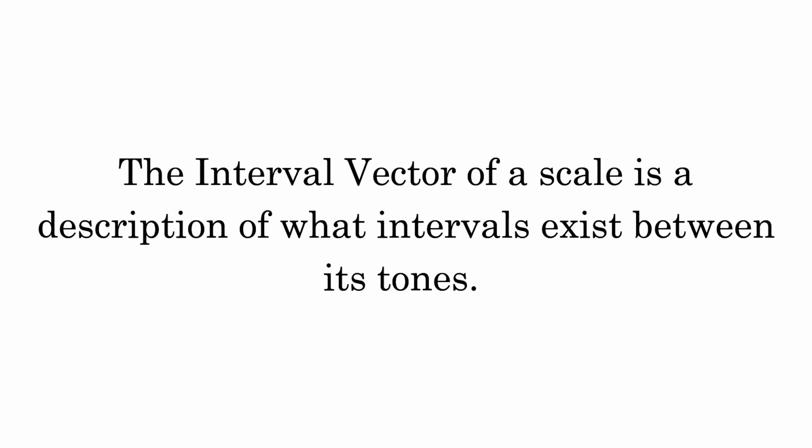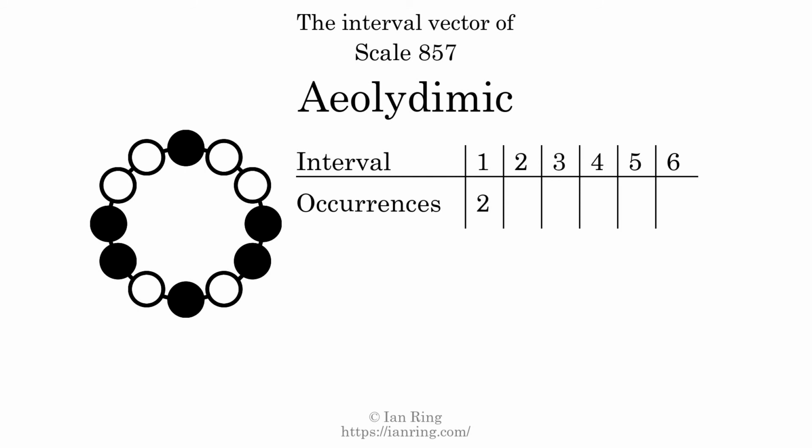The interval vector of a scale is a description of what intervals exist between its tones. There are 2 intervals with a size of 1 semitone. They are here and here. There are 2 intervals with a size of 2 semitones. They are here and here. There are 4 intervals with a size of 3 semitones. They are here, here, here, and here.